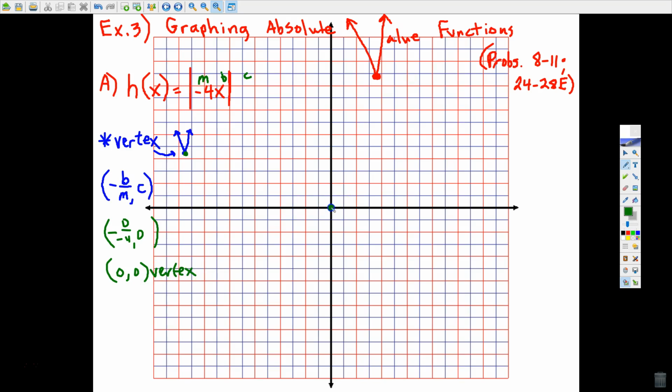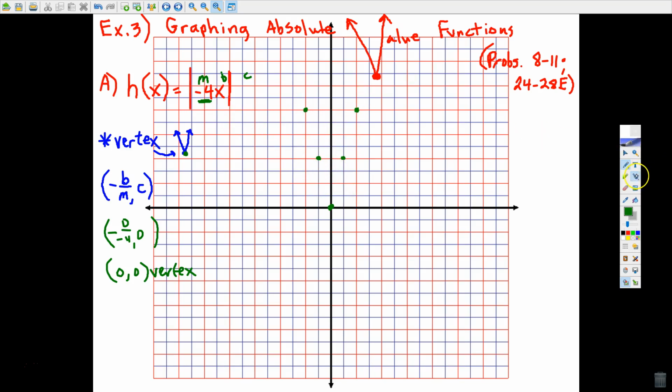All right? And from this vertex, I'm going to look at slope. Slope, again, is whatever is in front of x in this case. So I'm going to count both a +4 slope, up 4, right 1, up 4, right 1, and I'm going to do a -4 slope, because if I only do the positive, I won't have both sides of the V. If I only do the negative, same thing.